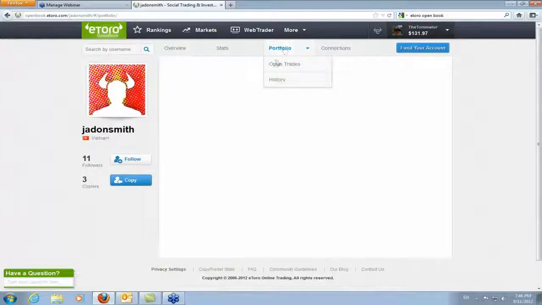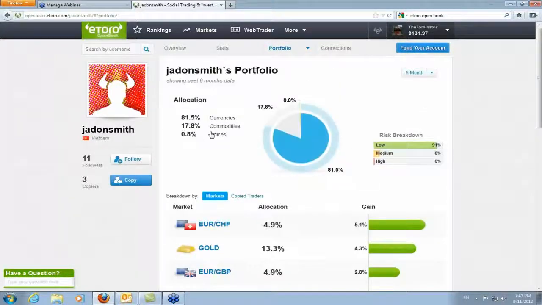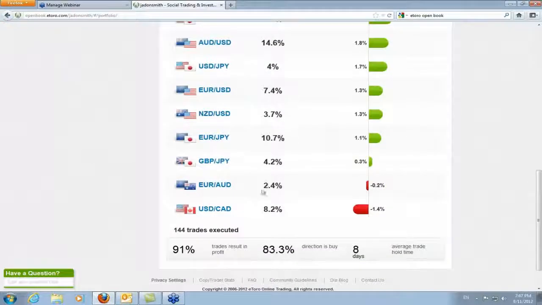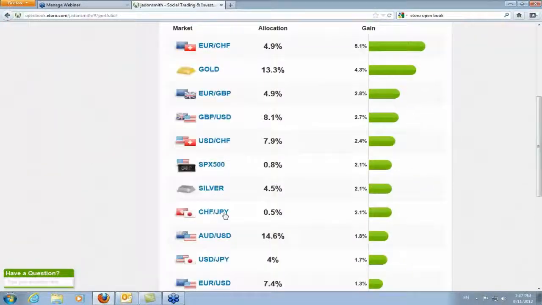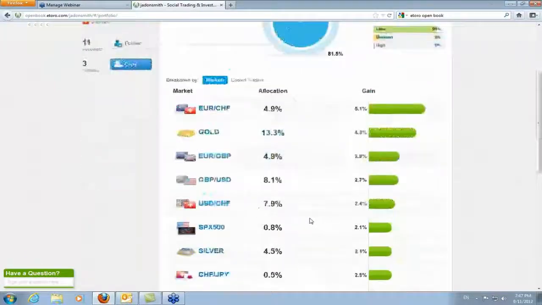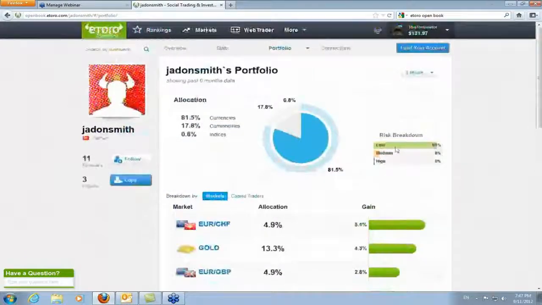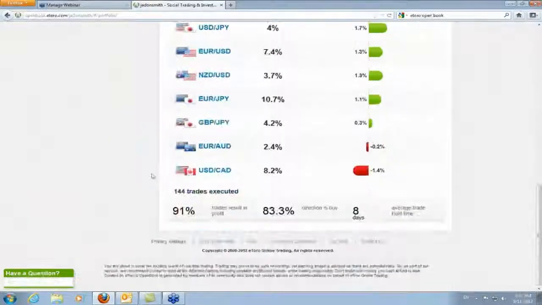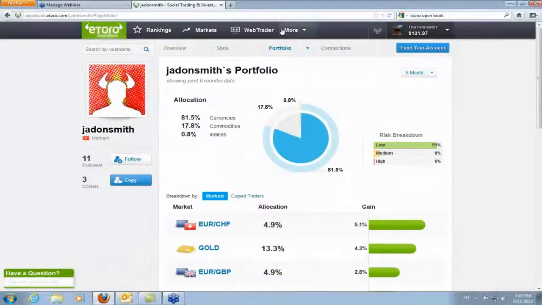Let's look how he created that wealth. What does he invest in? What does his portfolio consist of? We're seeing that most of it is in currencies. A little bit of it is in commodities. Some of it is in indices as well. Not very good when it comes to the dollar and Canadian, but other instruments, this guy is pretty good. Mostly trades with low risk. Summarizing his activity in the last 6 months, 144 trades executed. 91% of the trades resulted in profit, and 8 days is the average trade hold time.